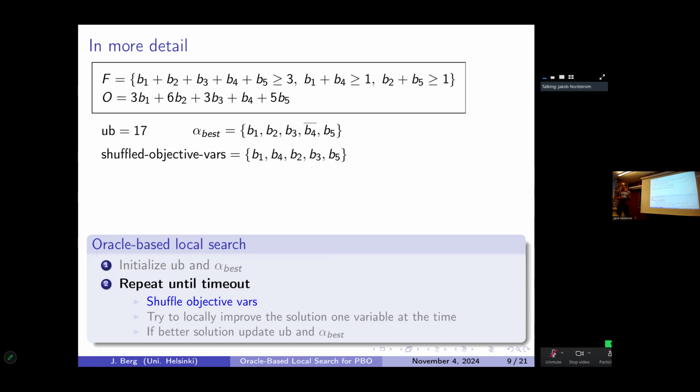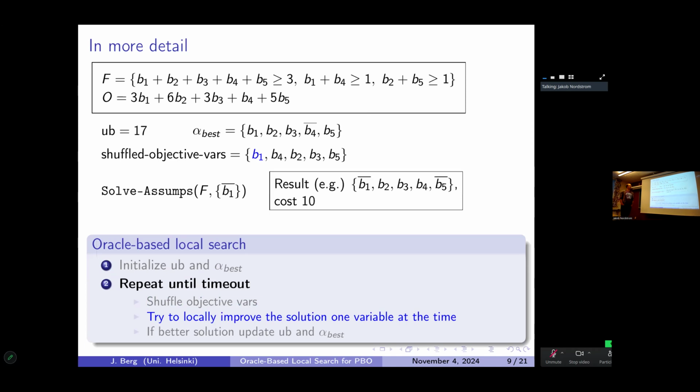And now we'll start working through these objective variables in this order. For each one, we check in the current solution we have, is this guy incurring cost? Is it true? If it is, we ask rounding SAT for a solution that sets that one to false. And here it can give us, for example, this one. But in general, there's no guarantee anymore with solution-improving search that this result is always going to be better than your global bound. It need not be, so you're checking every time. This time we got lucky and we went from 17 to 10, so we got a better solution.